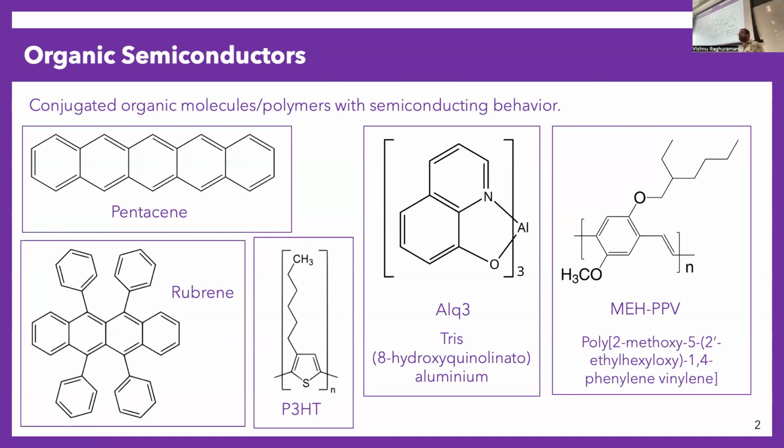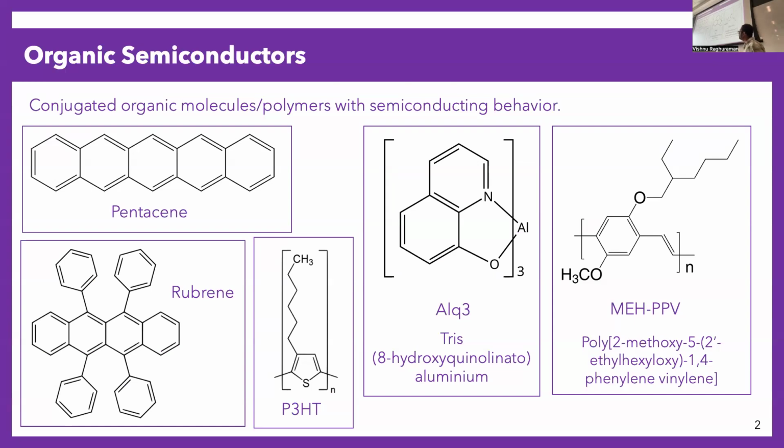So the systems we're interested in are organic semiconductors. Here are some very classic examples of organic semiconductors. They're basically semiconductor material made out of either organic molecules or organic polymers. A common feature of these materials is they have these ring-like structures with conjugated double bonds.